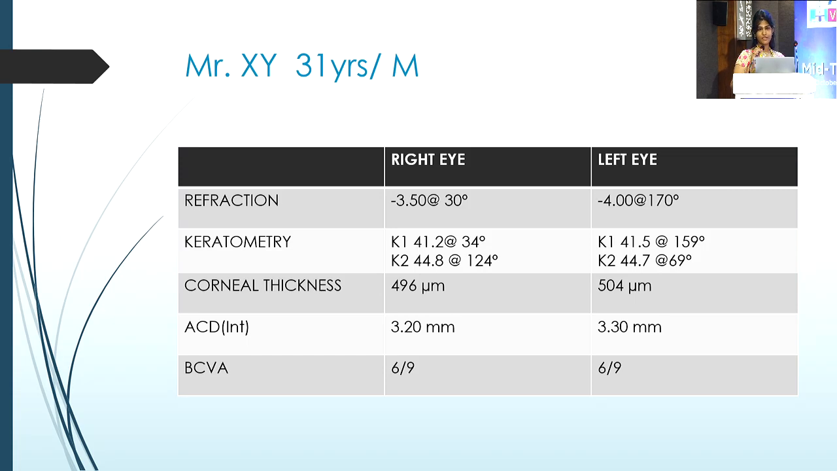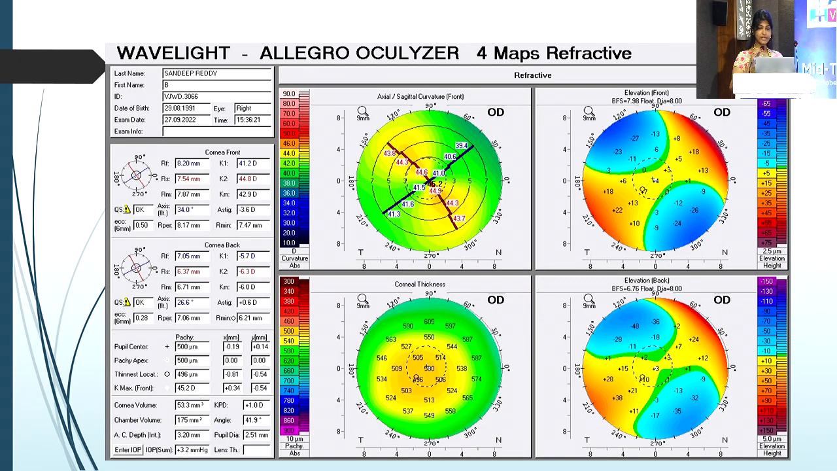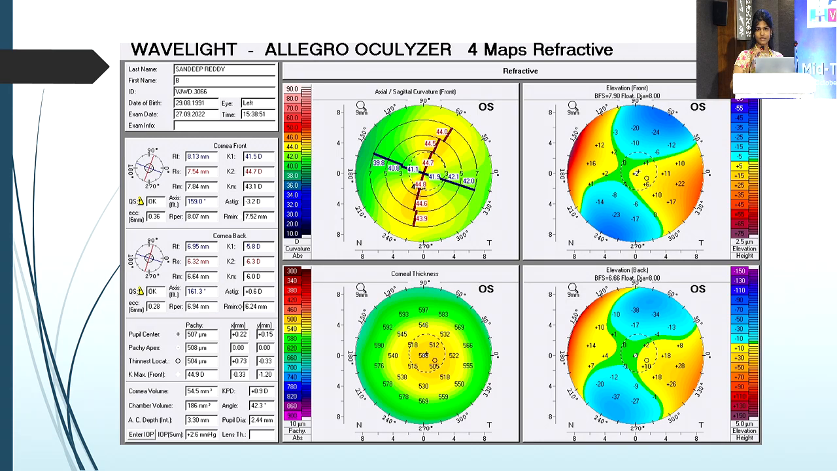Coming to my first patient, a 31-year-old male came to the OPD with a cylindrical power of minus 3.5 diopters at 30 degrees in the right eye and minus 4 diopters cylinder at 170 degrees in the left eye. Keratometry is absolutely okay, and the corneal thickness is 496 in the right eye and 504 in the left eye. The best corrected visual acuity of the patient is 6/9. Coming to the Pentacam pictures of the right eye, it is normal. It has no red flag signs as such, and the Belin also is normal.